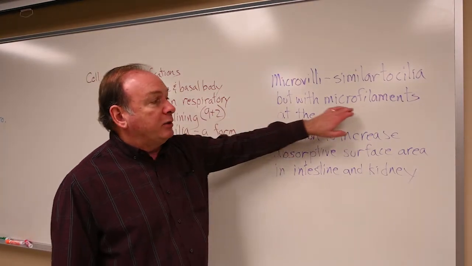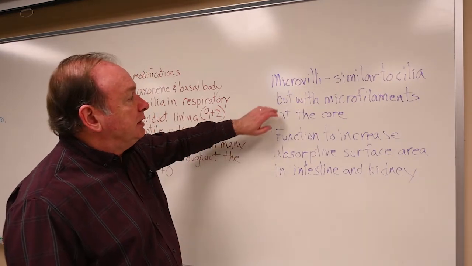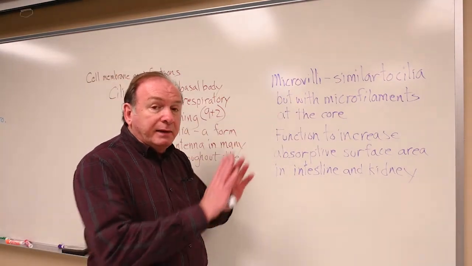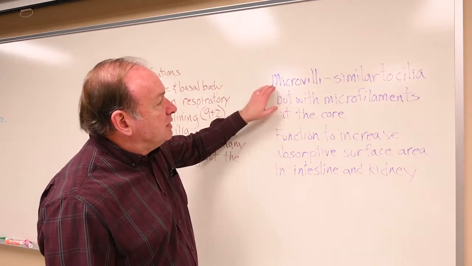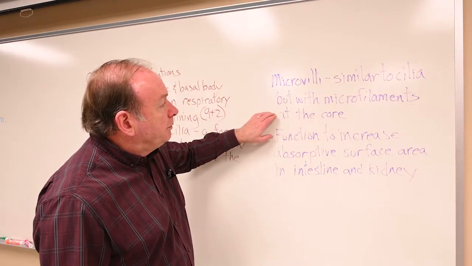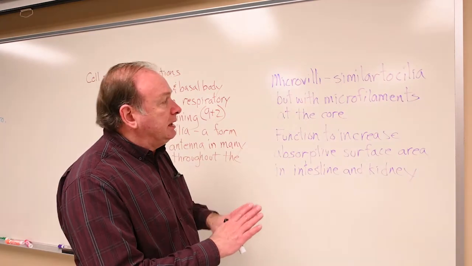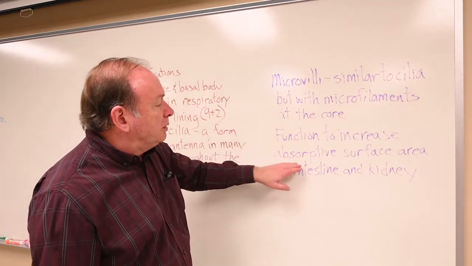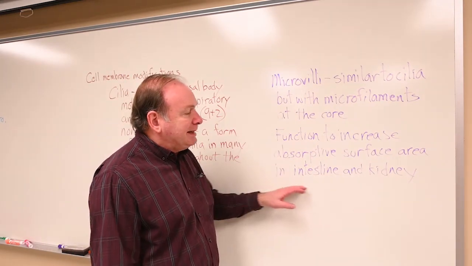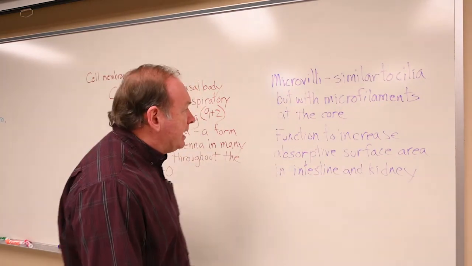Microvilli, they have microfilaments or actin filaments on the inside. They're very similar to cilia in that they're projections from the cell, hair-like or finger-like extensions from the cell, but they have these microfilaments inside instead of the microtubules. They function to increase absorptive surface area in the intestine and in the kidney.